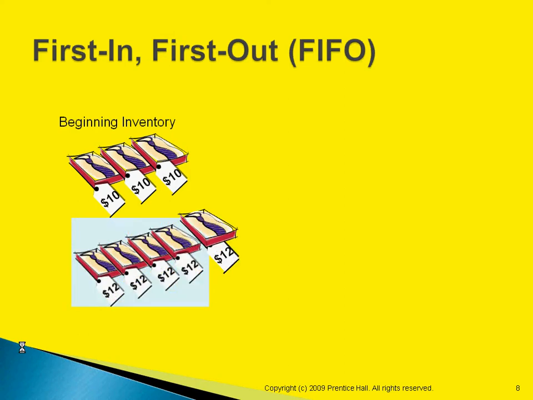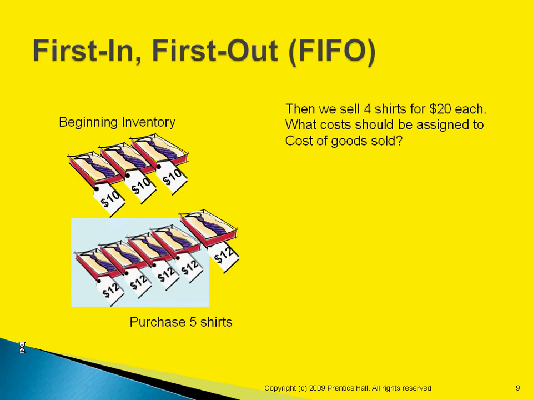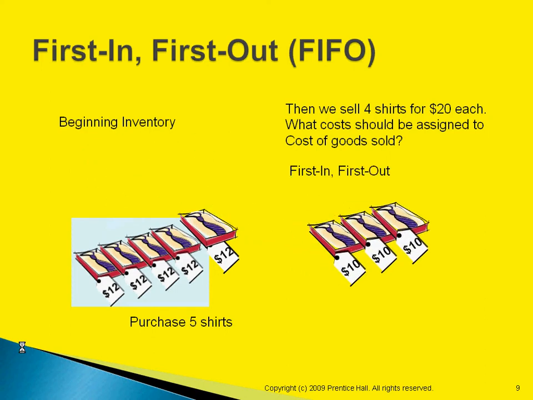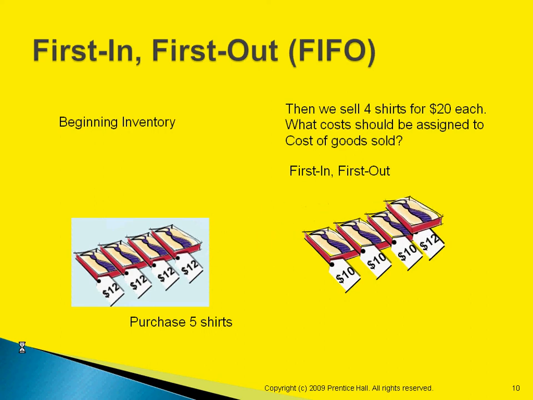Which costs of inventory should be assigned to cost of goods sold? Okay? Under first in, first out, we're going to take 3 at $10 and then 1 at $12. Why? We're going into the oldest layer first under first in, first out. Then we go to the most recent layer. Okay. So our remaining inventory after the sales is $48. Why? Because we have 4 shirts at $12 each, and our cost of goods sold was 3 shirts at $10 plus 1 at $12 for a total of $42.